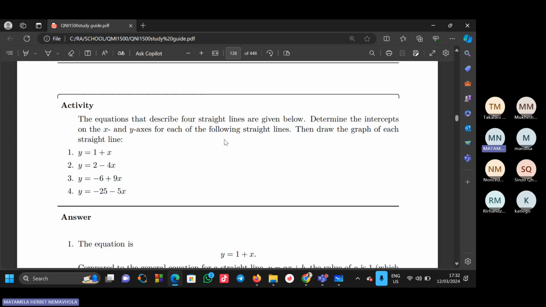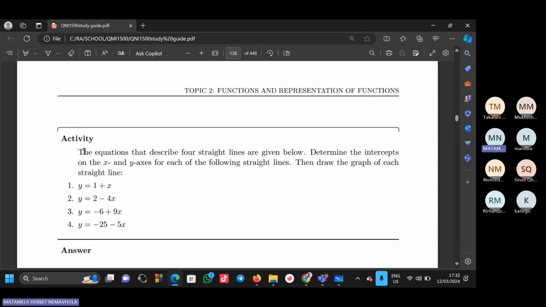So let's see this activity first. It says the equations that describe 4 straight lines are given below. Determine the intercepts on the x and y axis for each of the following straight lines, then draw the graph of each straight line. I will take the first one, y equals 1 plus x. It's simple, the same as the one we just did, y equals x plus 2.